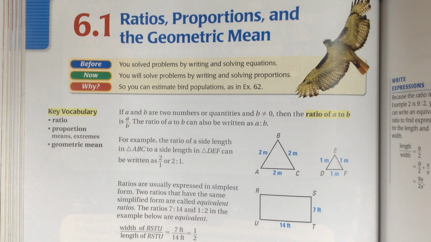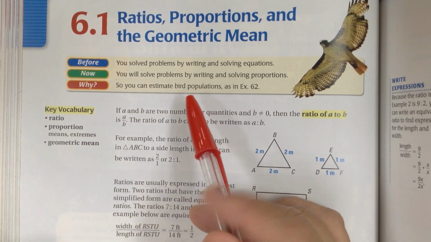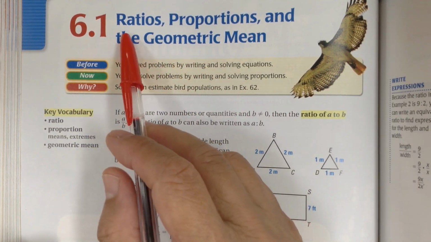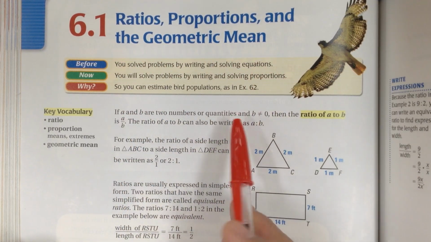Let's go to page 356. This is lesson 6.1, and this lesson is about ratios, proportions, and the geometric means.